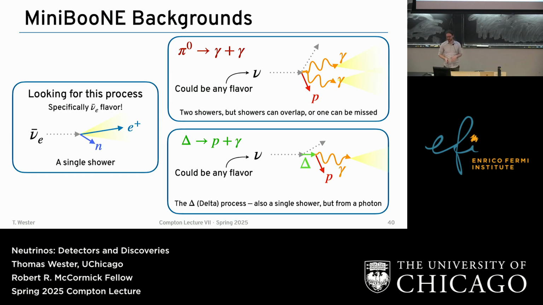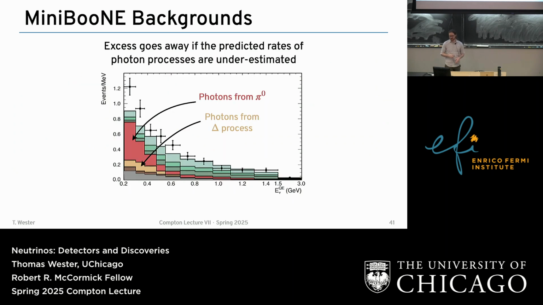And then the delta process. Just quickly, the neutrino comes in. It produces a particle that we call the delta. It's actually just a proton, but in an excited state, so it has some excess energy. So it decays into a proton plus a photon. And that photon creates an electromagnetic shower, which is the same signature that you're looking for when you look for this oscillation effect.